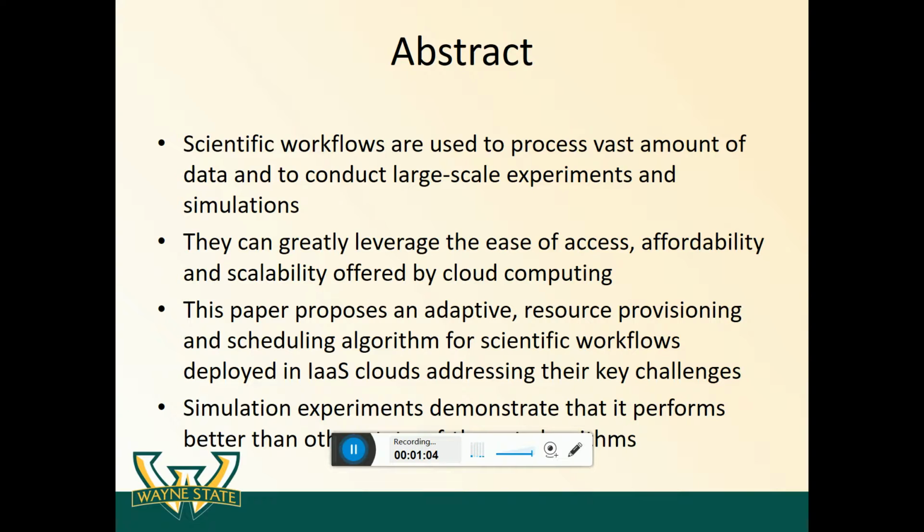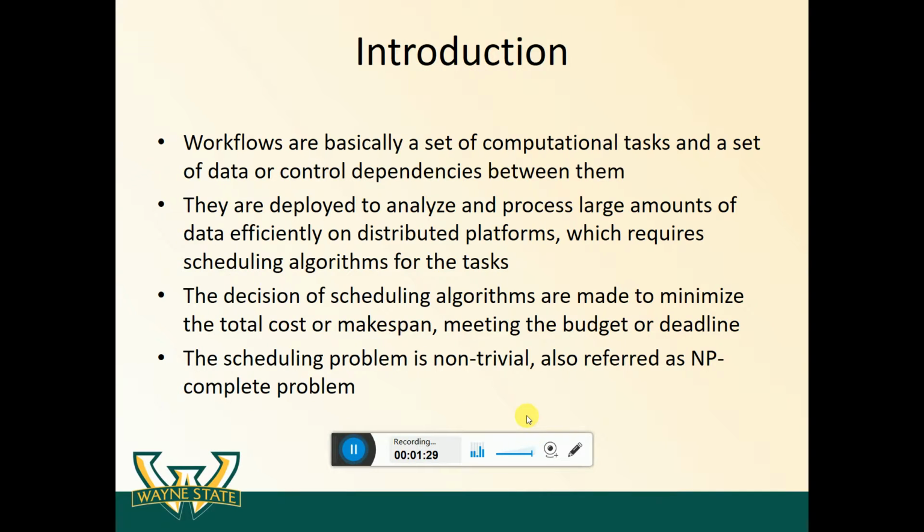This paper proposes an adaptive resource provisioning and scheduling algorithm for scientific workflows deployed in IaaS clouds, addressing their key challenges. Simulation experiments demonstrate that it performs better than other state-of-the-art algorithms. Now let's look at the introduction.